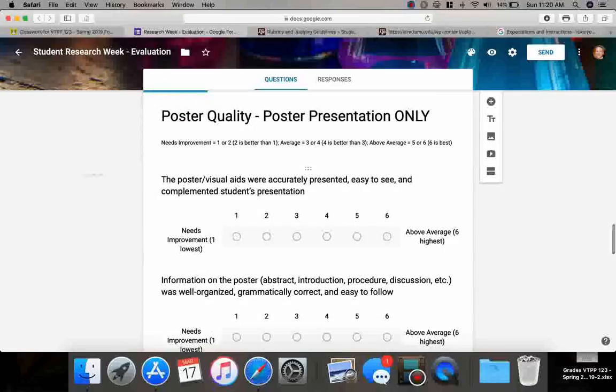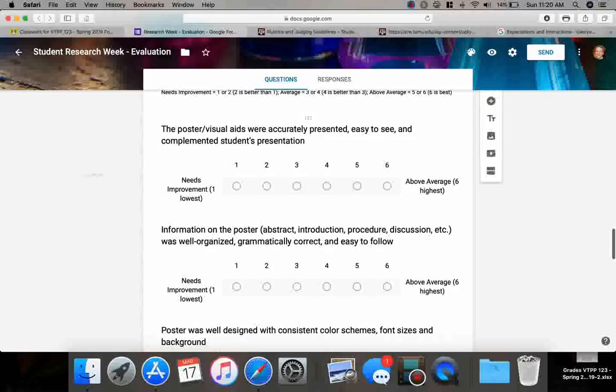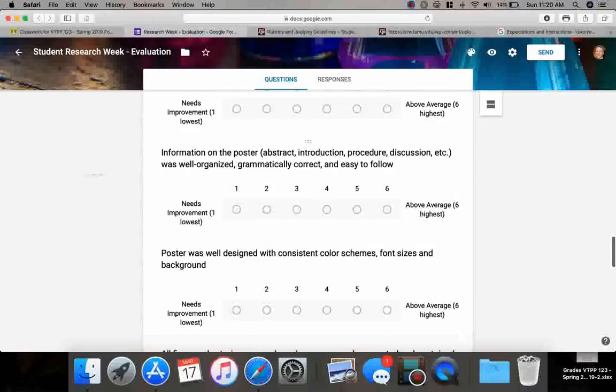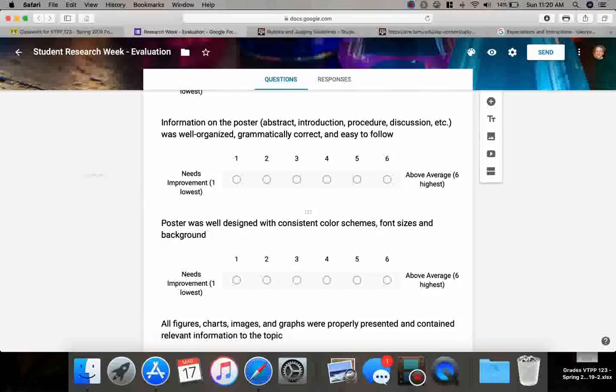Poster quality. This is only for poster presentations. Same scale. Poster visual aids were accurately presented, easy to see, and complemented students' presentation. Information on poster, the abstract, introduction, procedure, discussions, etc. was well organized, grammatically correct, and easy to follow. The poster was well designed with consistent color schemes, font sizes, and backgrounds. Did it look nice? Was it appropriate? You've seen ones hanging around our room in VTPP 109 all year. You have an idea in the back of your mind what's a good looking poster and what's not.